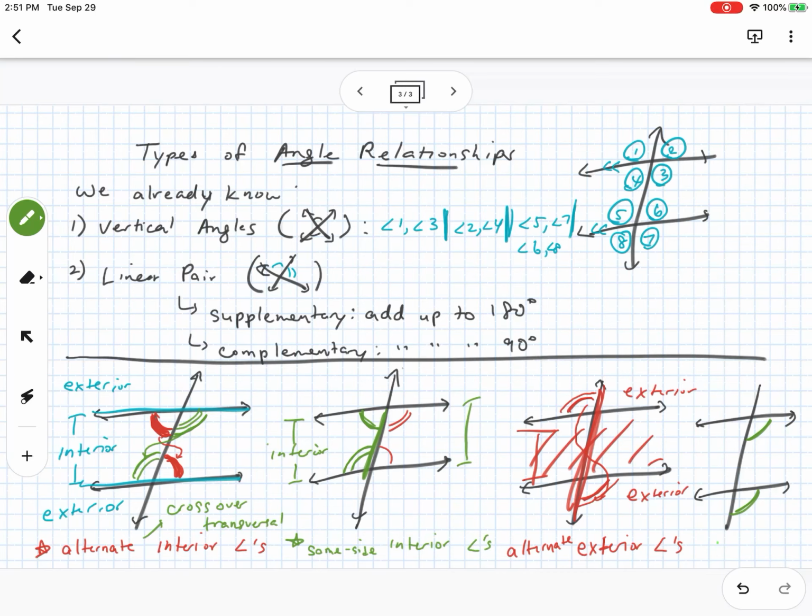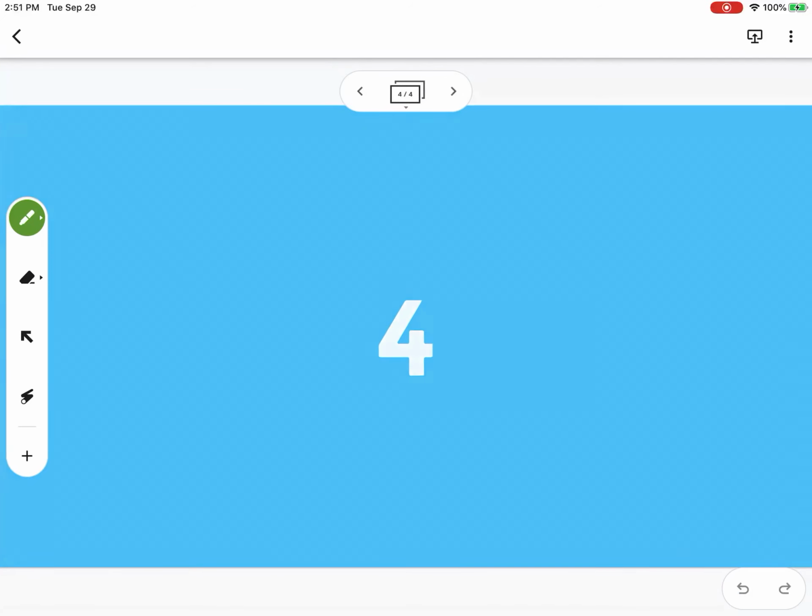And then the final type is called corresponding. And so this one's a little bit tough to remember, but as you do more and more of these, it'll get easier. And I want you to notice one is on the interior, and then one is on the exterior. So we can't really call it an interior angle or an exterior angle because it's both. And so that angle relationship is called corresponding angles.